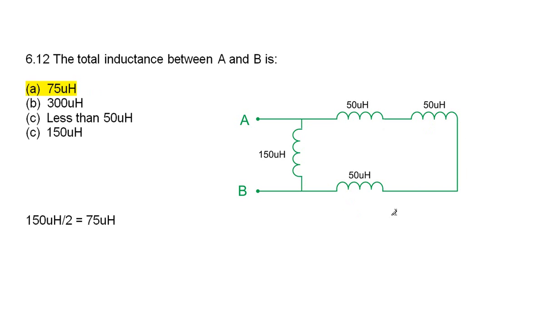Do the series circuits first by combining the inductors or resistors into one resistor. That leaves you with a parallel circuit only, and because they're the same value, you can divide the value of one inductor by the number of inductors there are, and in this case we get 75 microhenries.